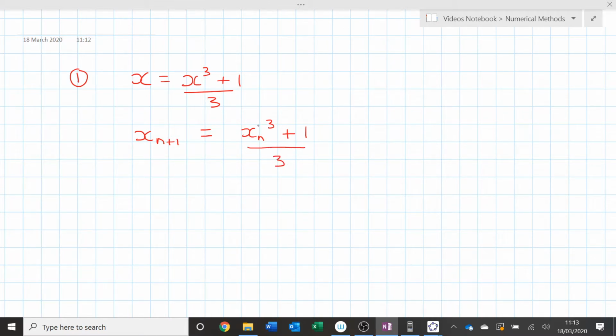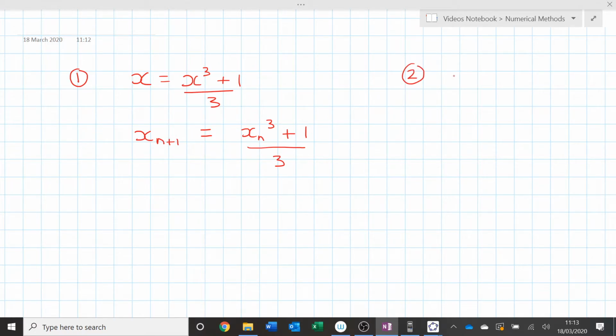And what that means is, I'm going to form a sequence of numbers. If I need the next term in the sequence, I put the previous one into this equation to get the next one. I'm going to do an example of that in a second.